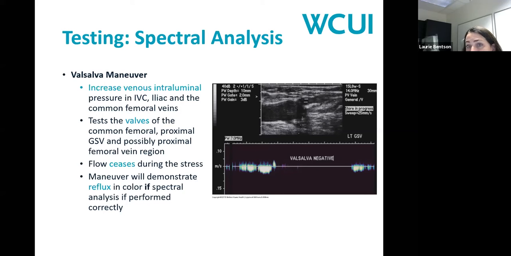I'll practice with them and run my spectrum to make sure that it works, that it's effective. And I also do it without pulse wave. I use it with just color. I have the patient perform a Valsalva watching the color. What's happening with the color flow pattern? Is there an area of reflux that I need to document?